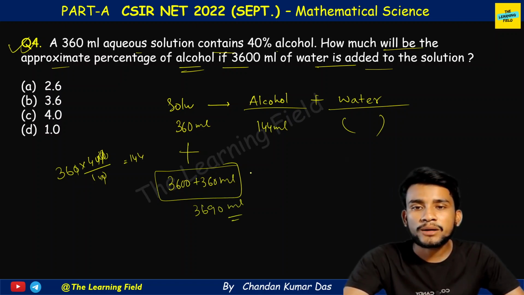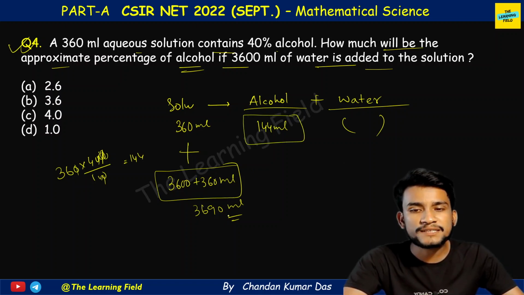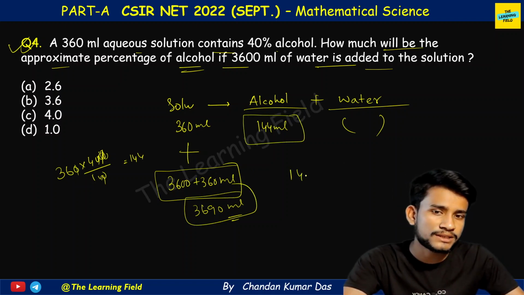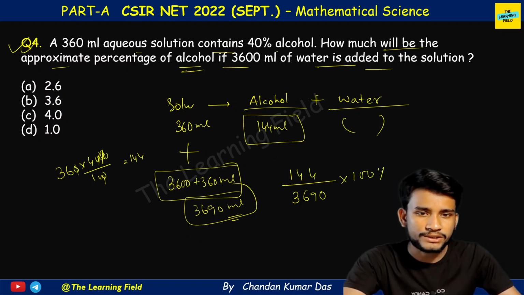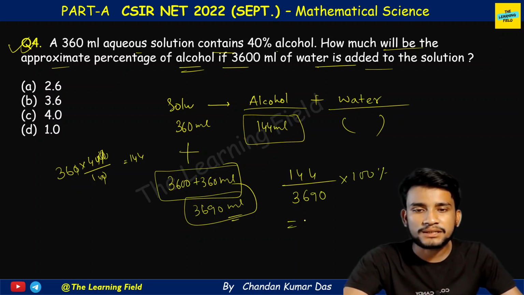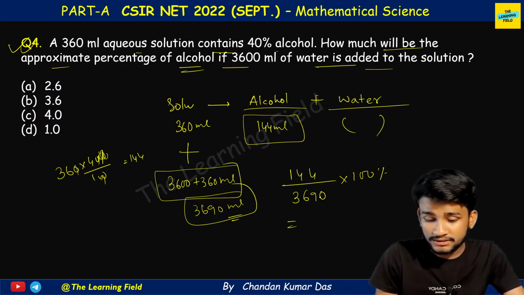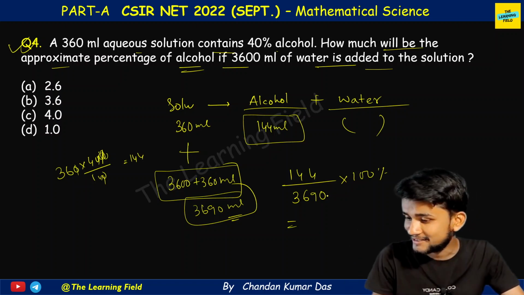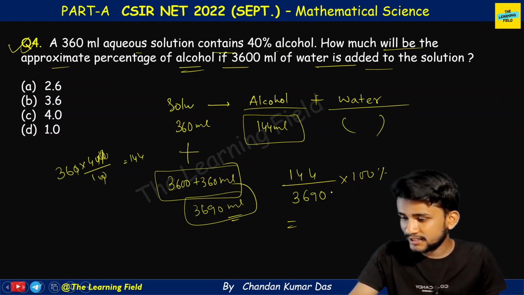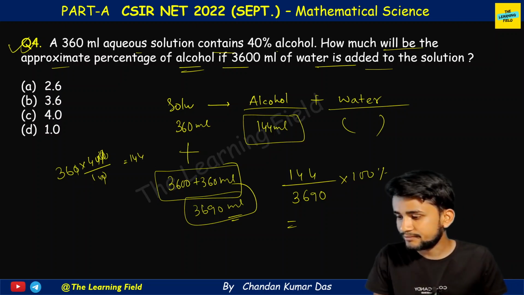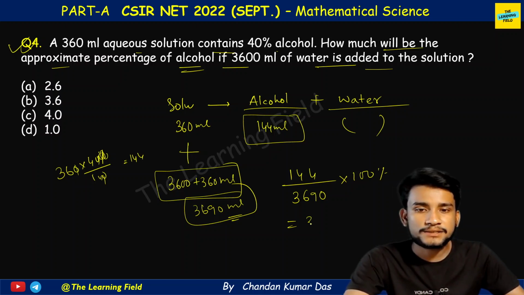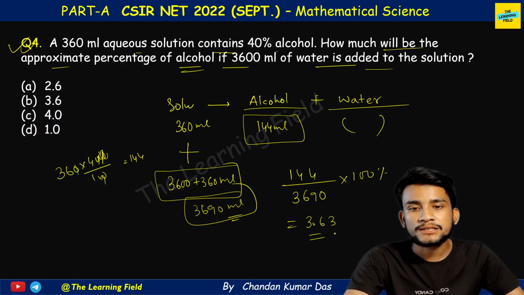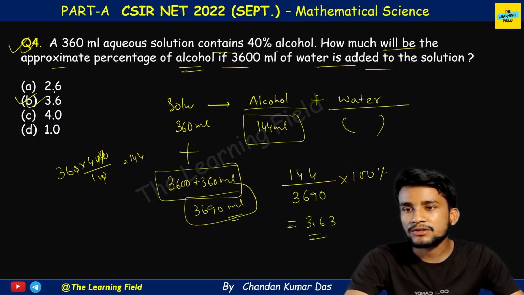So we have to calculate the alcohol percentage in the total solution. Therefore the alcohol percentage in the total solution is now 144 by 3960 into 100%. So this is the answer. If you calculate it, you can easily get the answer. Just a second. Yes, the answer here is 3.63, therefore the answer is about 3.6, option B.